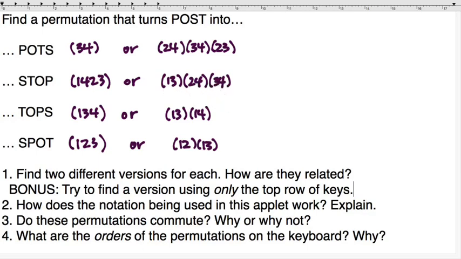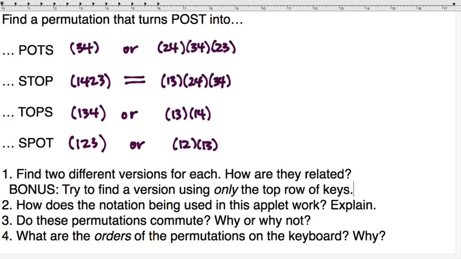So from an algebra standpoint, what we're going to say is that these two are equal to one another. 1, 4, 2, 3 is equal to 1, 3, 2, 4, 3, 4. Like that. Right? Those two represent the same element in a group whose elements are permutations.